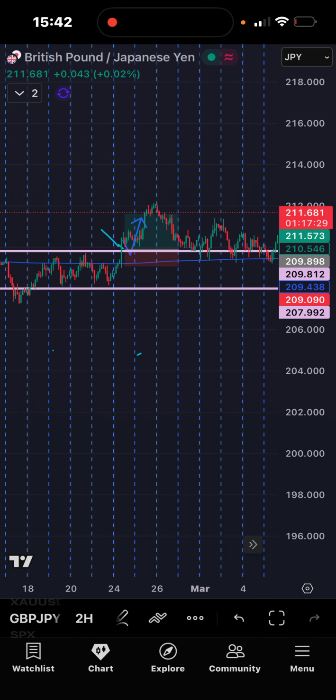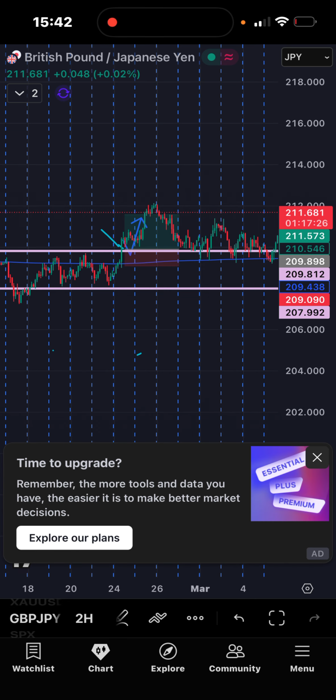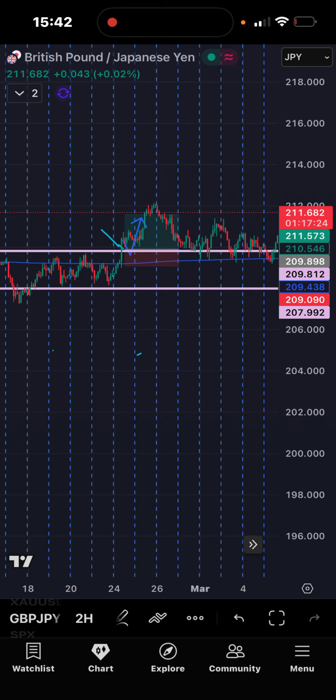So that's how I traded. That's the breakdown I have for you for GBPJPY. That's what I did last week, and it worked out.